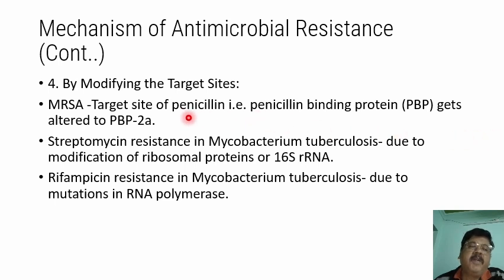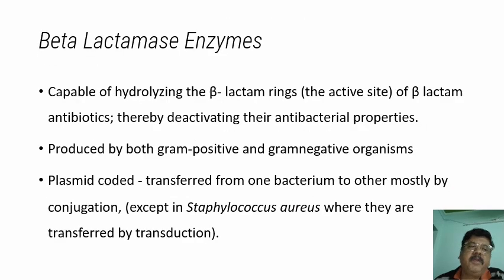Then coming to modification of the target site: MRSA, it is well known, has modified penicillin binding proteins. Then streptomycin resistance in Mycobacterium tuberculosis is due to modification of ribosomal proteins or 16S RNA. Rifampicin resistance in Mycobacterium tuberculosis is due to mutations in RNA polymerase.